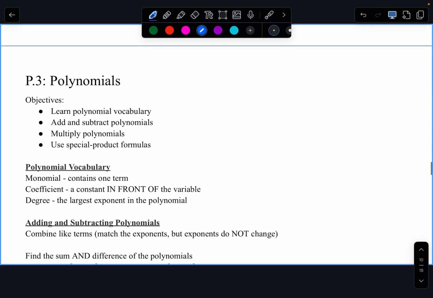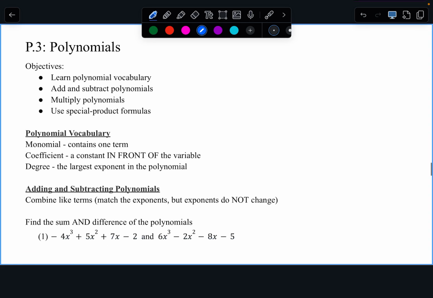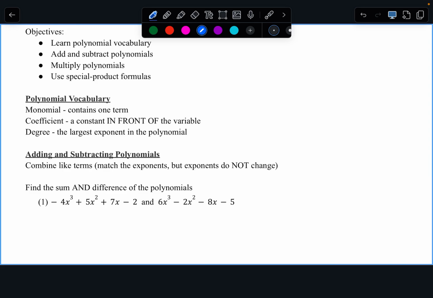All right, completely different topic. Polynomials. Like I said, the first preliminary chapter jumps quite a bit. I feel like it's like that with most math classes. So we're going to work on polynomial vocabulary. We're going to work with adding, subtracting, multiplying, and then we have special product formulas that we're going to use as well. Okay?